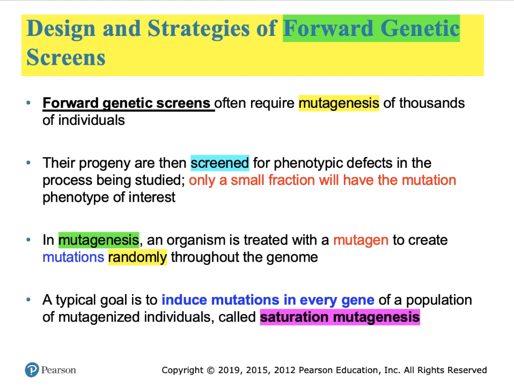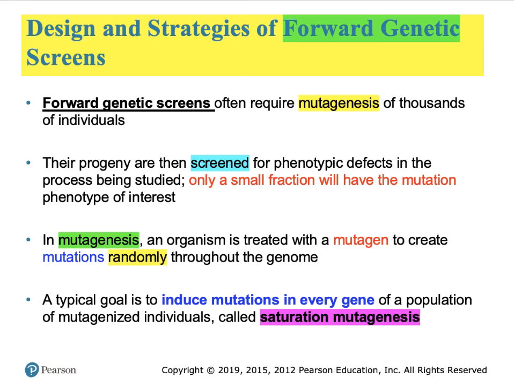We'll look at the methods of applying a mutagen in a few slides, but for now, the important thing is that once you have lots of mutations in a population, you have to then screen that population for whatever you're looking for, the phenotypic defects that are part of your study. And only a small fraction of those individuals will have the mutation of interest, a tiny fraction.